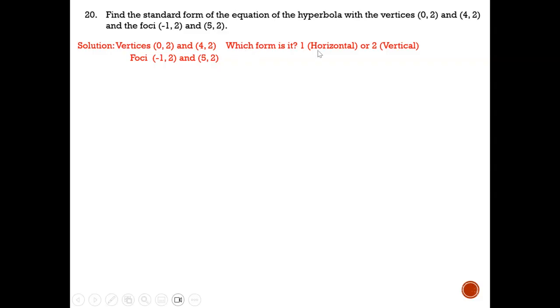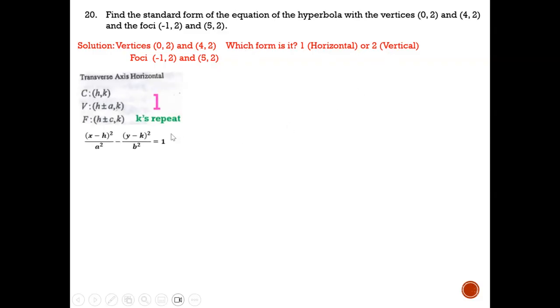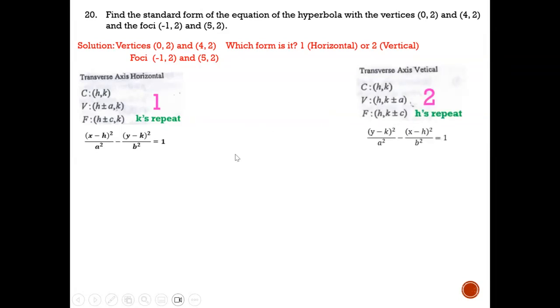So, which form is it? One, horizontal, or two, vertical? There's my horizontal, and there's my vertical, number 2. Because if you notice, guys, the A and the B stay the same, and it's going to be minus. What switches and tells you what it is: if the x squared is positive, it's going to be horizontal. If the y squared is positive, it's going to be vertical. So whatever is positive determines the axis.